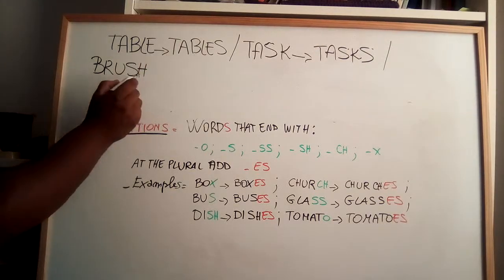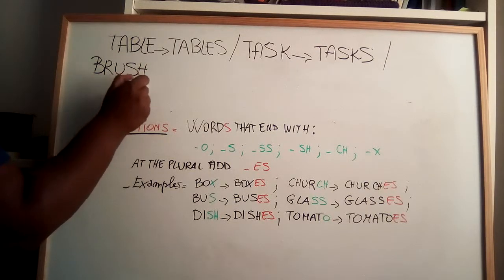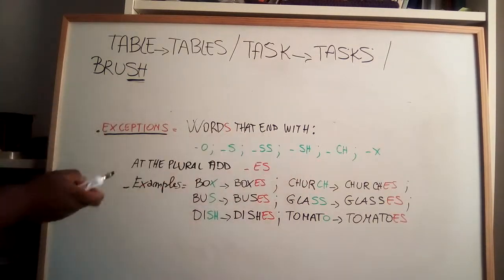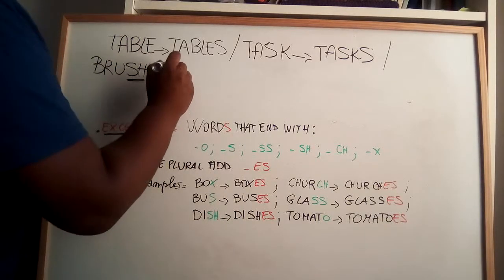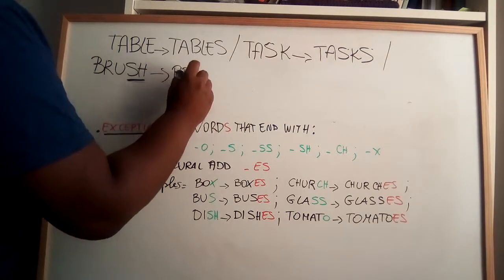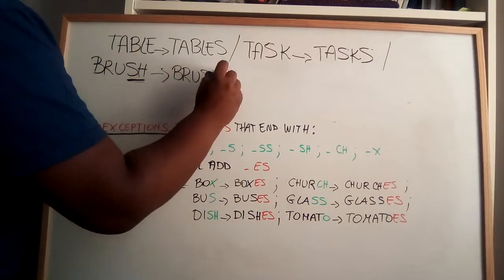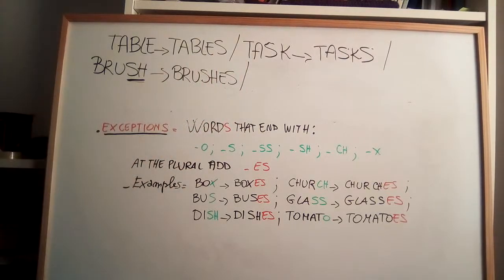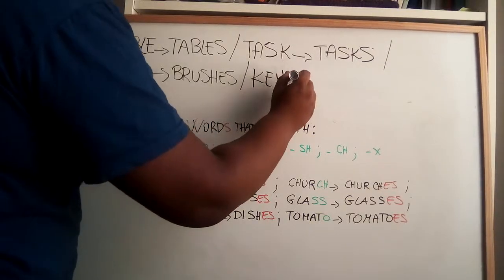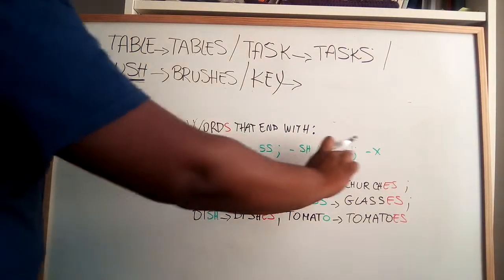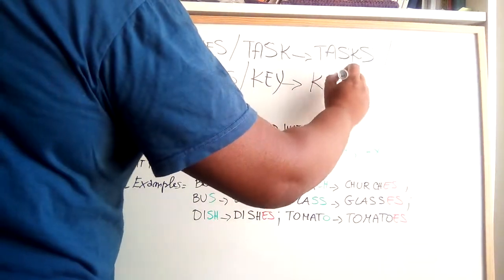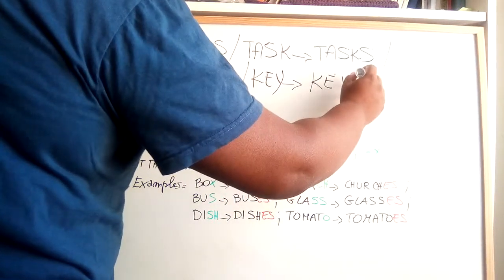brush. You see that brush is one of the exceptions, so it becomes with es at the end. So brushes. In other words, key. There's no es here, key, so we have just the s.